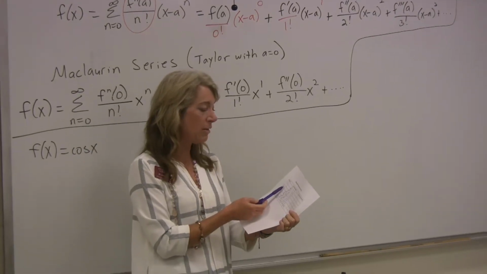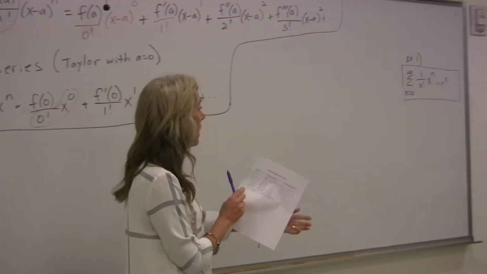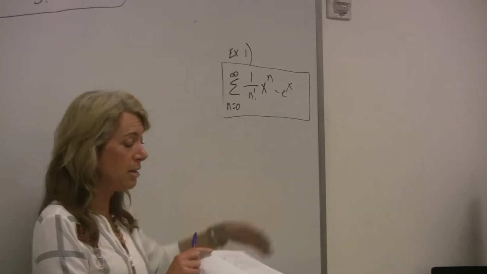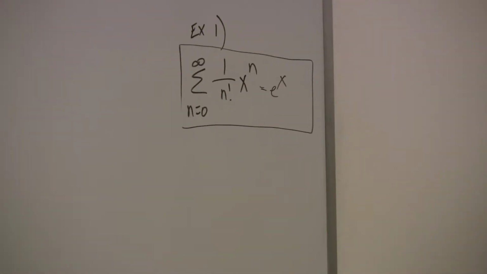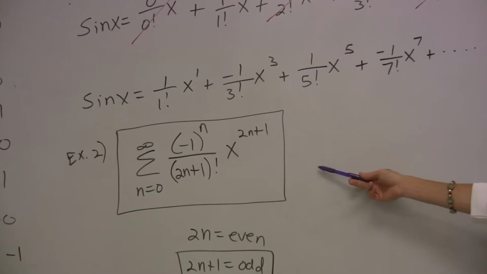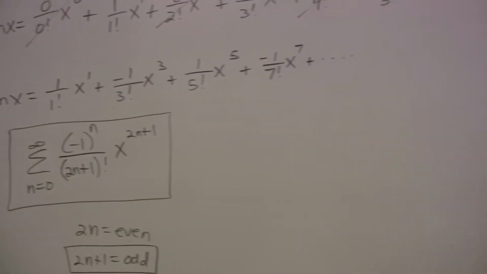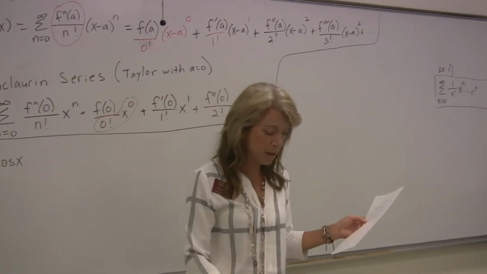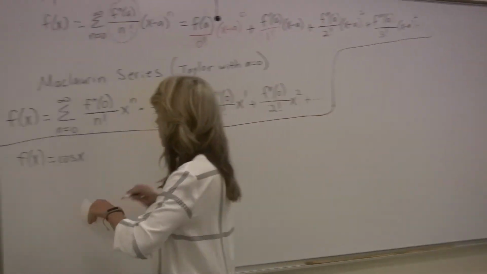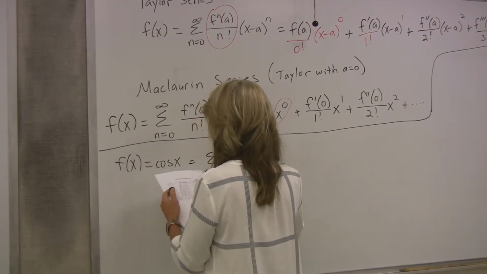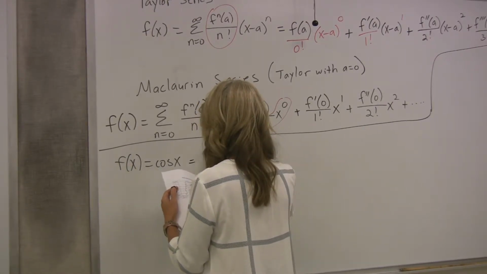We did e to the x earlier. We can check our work. Here's what we had for e to the x. We found that one. There it is. We didn't do natural log, but we'll come back to that one. We did sine x over here. There's that one. Looks like we were good there too. And you just finished doing cosine. It should match up to what I have written there. Did I write cosine over here? And where am I? Cosine, n equals 0 to infinity.